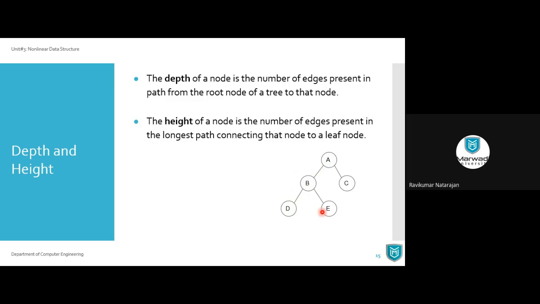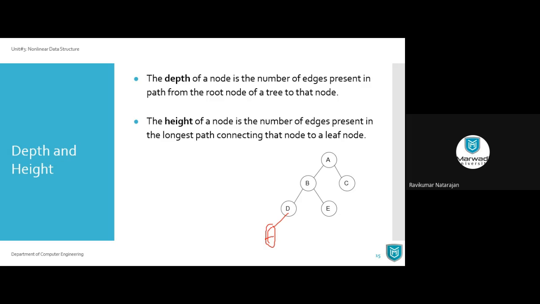So how about height? I want to find the height of B again. In that case, what is given? Number of edges present in the longest path connecting that node to the leaf node. So now I don't want to look for the root. I want to check where the leaf node is connected. From B, where is the leaf node? D. So again, how many edges? 1. So if there is something like this, for example, here I say F.